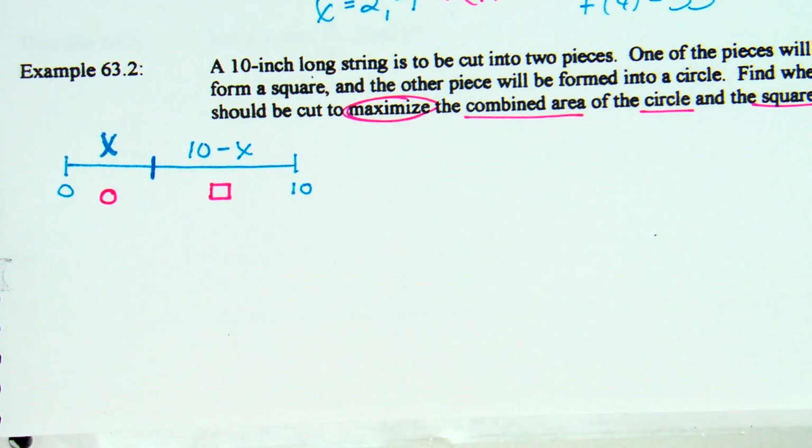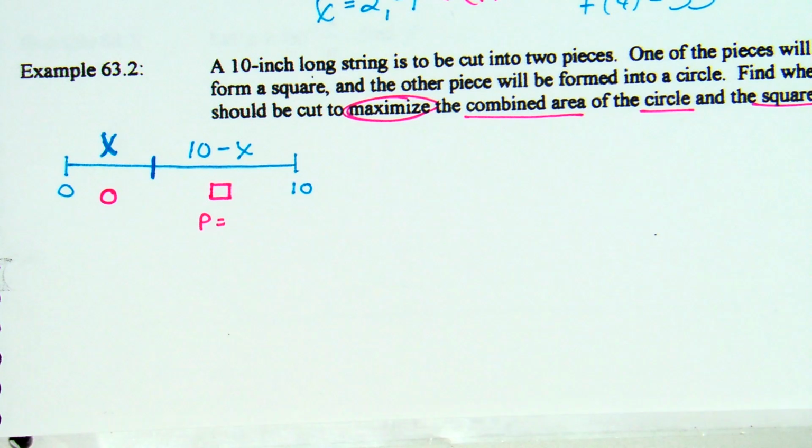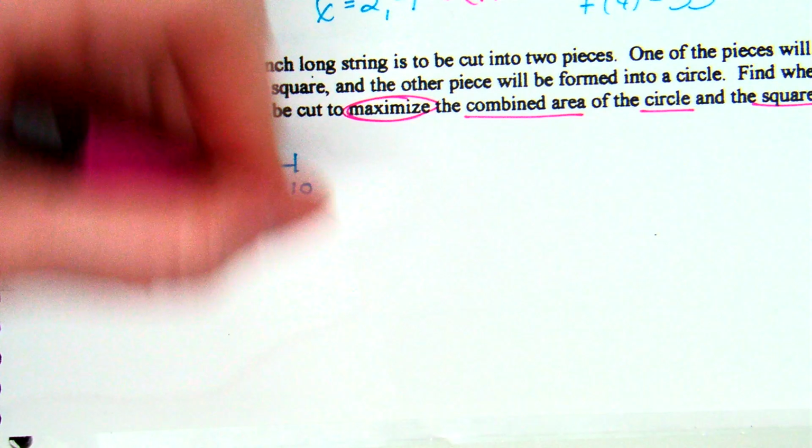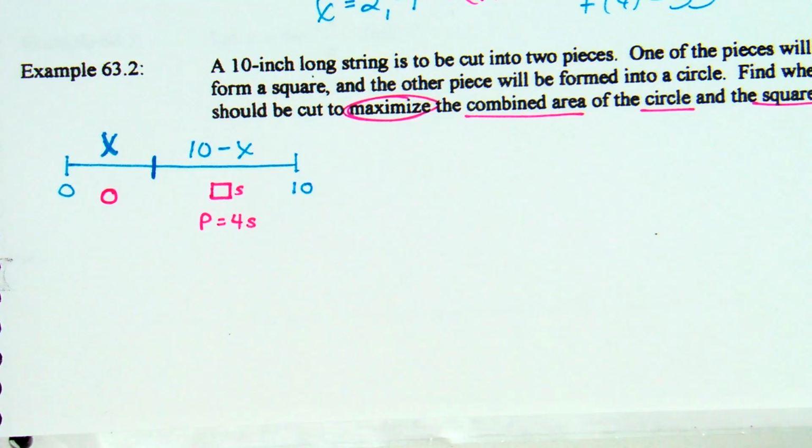Now, the strings are going to form the circle and the square, yes? So what are the strings going to take the place of? If it's forming the circle and forming the square, it's the perimeter, yes? What do you know about perimeter of a square? Okay, 2L plus 2W, except in a square, it's 4 of something. We usually say S for a side, so I'm going to use 4S for the perimeter of the square.